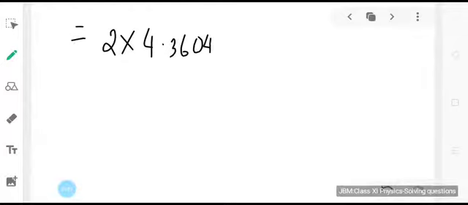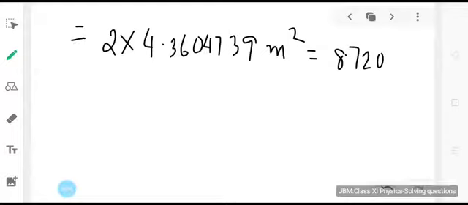Okay. So that will give us 2 into 4.36044739 square meter, and that will be equal to 8.7209478 square meter. As area can contain a maximum of 3 significant digits, therefore on rounding off we will get area equal to 8.72 square meter.